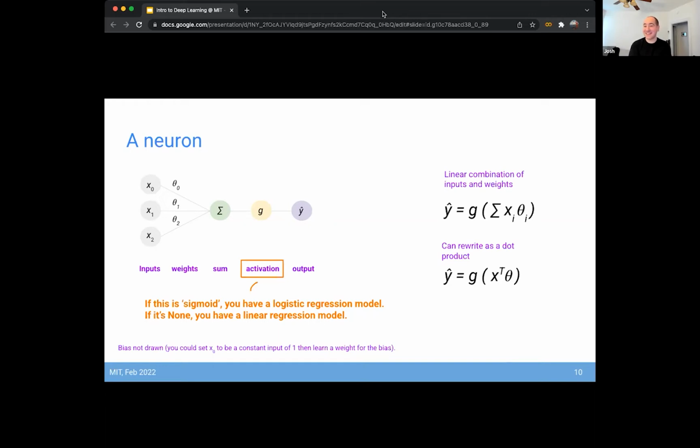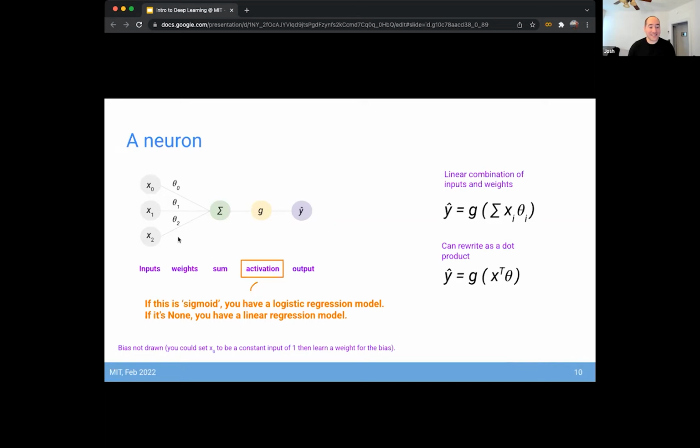Anyway, let's take a look at a single neuron. So basically, on the left, we have some X's, and these could be the inputs to the model. And you can imagine that these will assume pixel values. And then we have some thetas, and these could be learned weights.